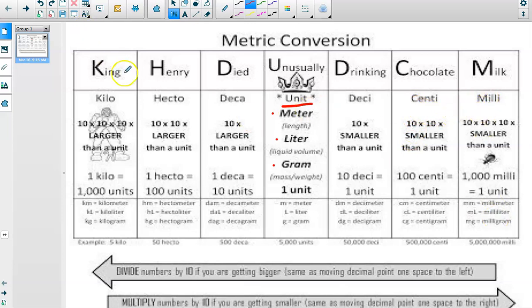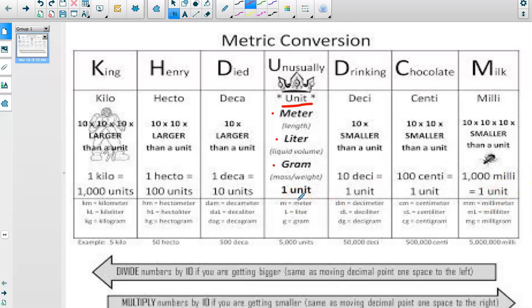So to put this into context, 1,000 meters equals 1 kilometer. You've all seen the meter sticks in my classroom. Put 1,000 of them together, and that's your kilometer. On the other end of the spectrum, we have milli. 1,000 millimeters would equal 1 meter stick. So you can imagine how that would look.